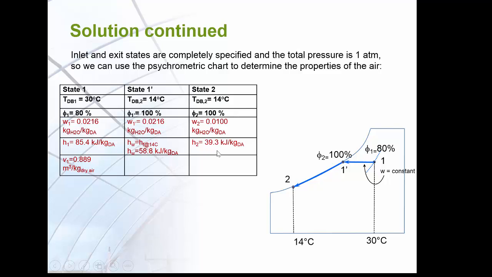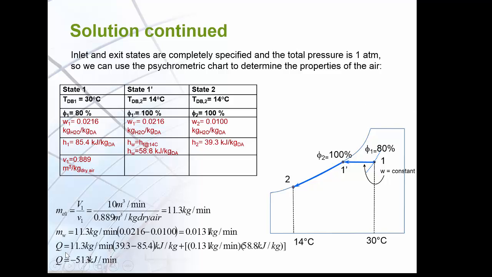And for the exiting air from the cooling coil section, we know the absolute humidity as well as the enthalpy, because we know two state variables for that state as well. So these values are all obtained from the psychrometric chart, similar to the procedure we described in the previous several examples and discussions. To determine how much water is condensing out from the cooling coil, we first need the mass of dry air. Remember that we know the volumetric flow rate as well as the specific volume of the incoming air. So we can determine the total mass of dry air as 11.3 kilograms per minute.